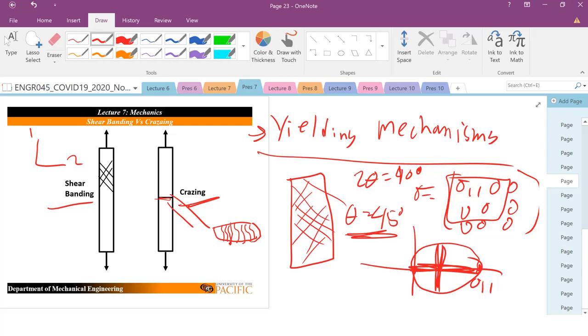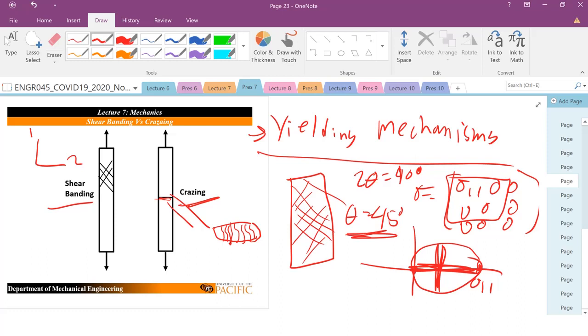Again, you could read my Mech 202 notes or take my class if you want to learn more about that. But I just want to introduce this idea that there are more yielding mechanisms than what we've been talking about here. So if you're interested, please let me know. I'll be happy to talk to you and provide some notes on that. But that's it for our typical yielding mechanisms that you'll see.